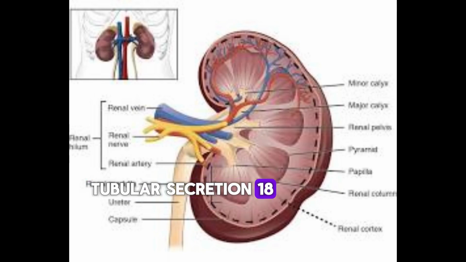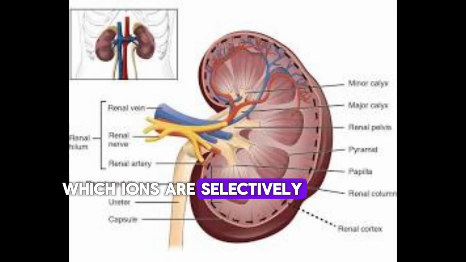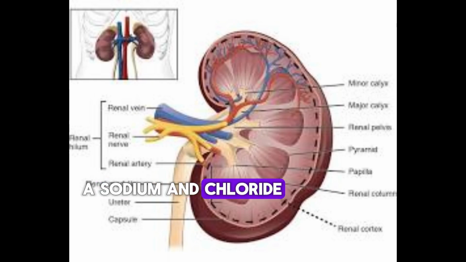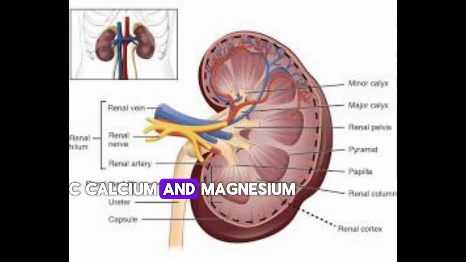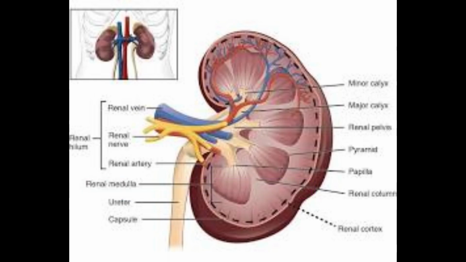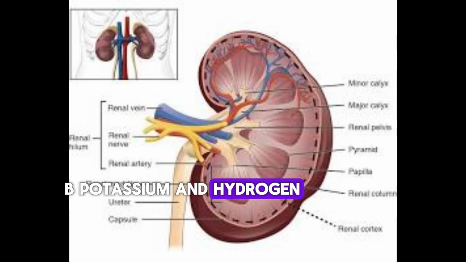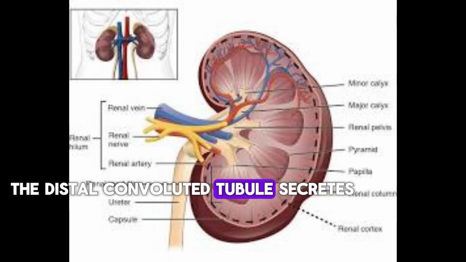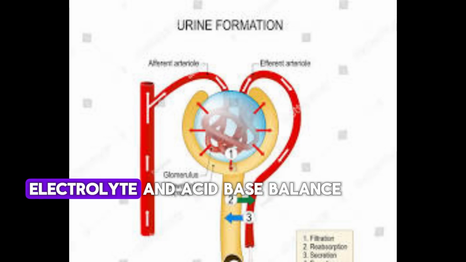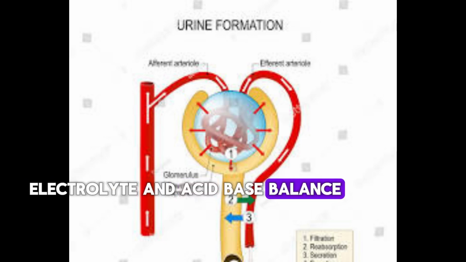18. Which ions are selectively secreted into the filtrate in the distal convoluted tubule? A. Sodium and chloride. B. Potassium and hydrogen. C. Calcium and magnesium. D. Hydrogen carbonate and phosphates. Answer B. Potassium and hydrogen. The distal convoluted tubule secretes potassium and hydrogen ions to help regulate electrolyte and acid-base balance.